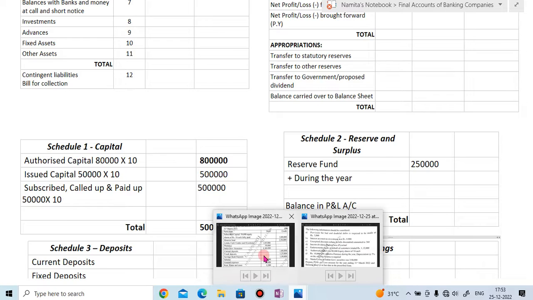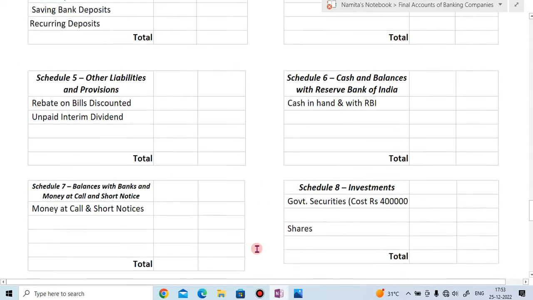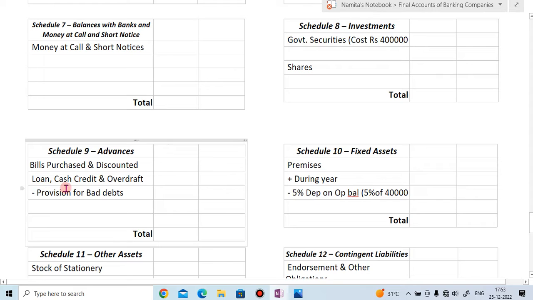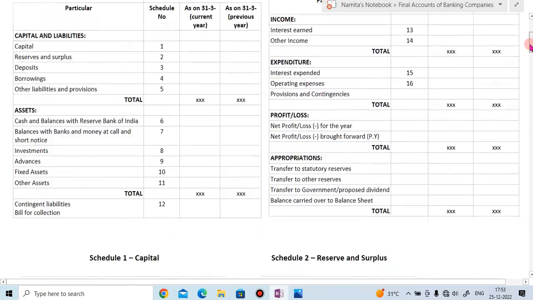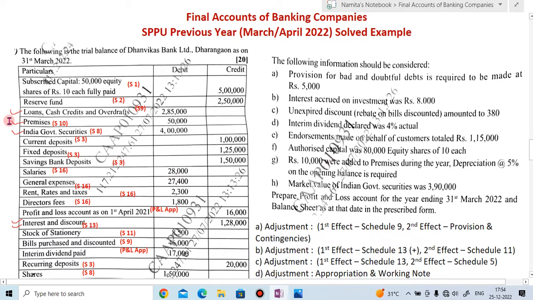Now next entry is what? Loan and cash credit and overdraft, 2,85,000. So this entry will come in schedule number 9, that is advances. So in advances, write loan, cash credit and overdraft, 2,85,000. Okay, now see, on loan, cash credit and overdraft, there is an adjustment. That's why I have put a tick mark.